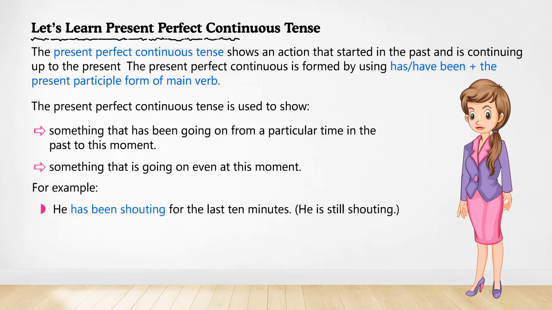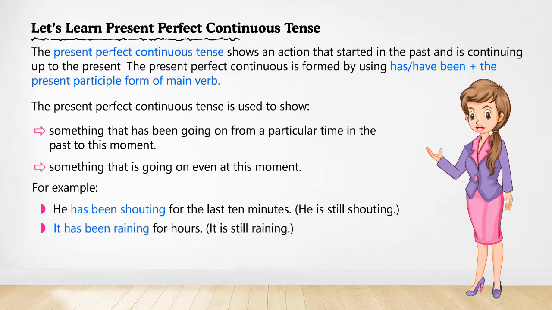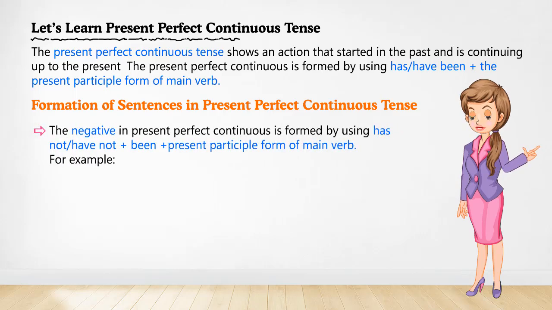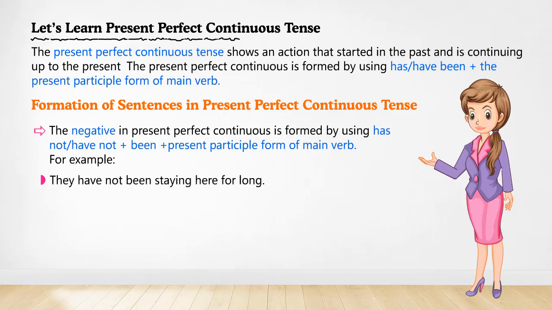For example, he has been shouting for the last 10 minutes. He is still shouting. It has been raining for hours. It is still raining. Formation of sentences in present perfect continuous tense. The negative in present perfect continuous is formed by using has not, have not, plus been, plus present participle form of main verb. For example, they have not been staying here for long.